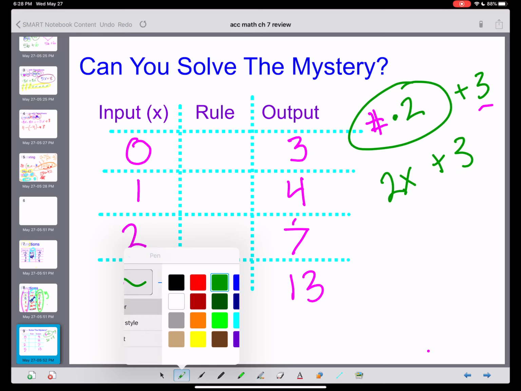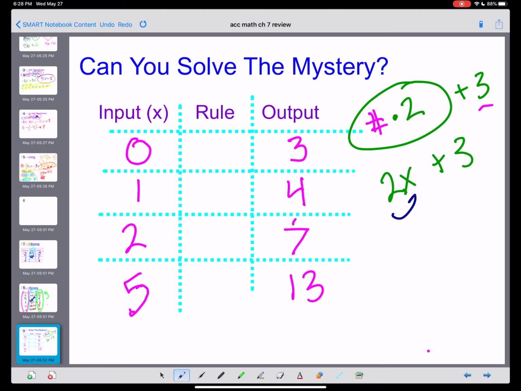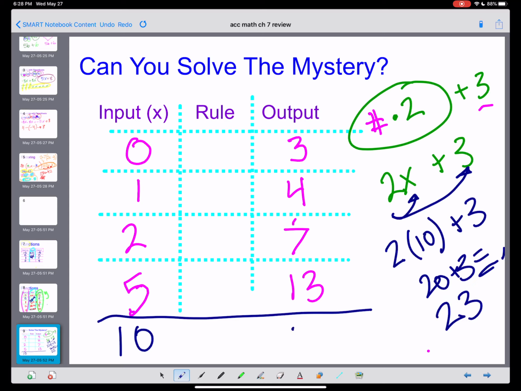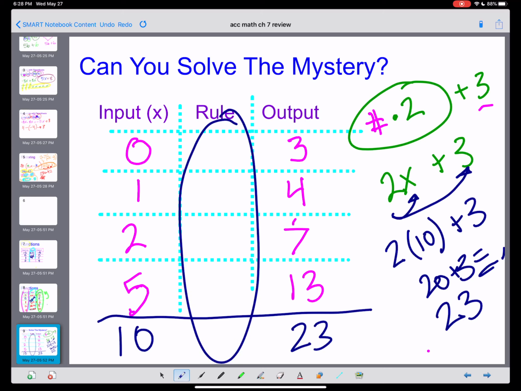2 times the number plus 3. So for example, if my input was 10, I would have 2 times 10 plus 3. 2 times 10 is 20 plus 3. I would get an output of 23. So I would have solved the mystery rule, that the mystery rule here is 2x plus 3. And remember, that has to apply to every single row. It can't just work for some, it has to work for all of them.